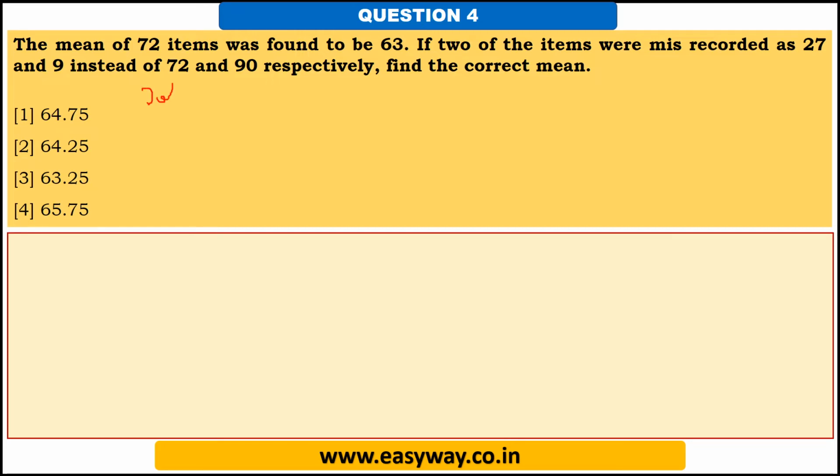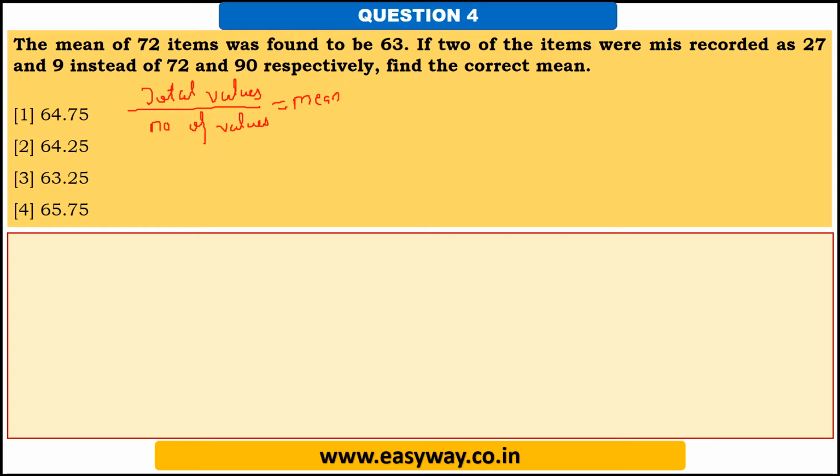Total values upon number of values is equals to mean. Total values means what? Sum of the values, sum of the individual values, and number of values means number of items or number of values present, and that will be equals to mean.